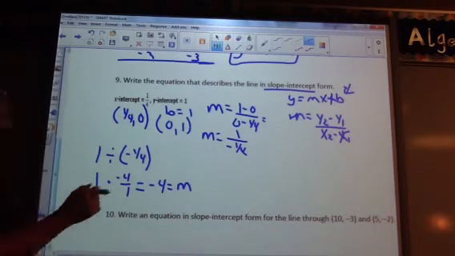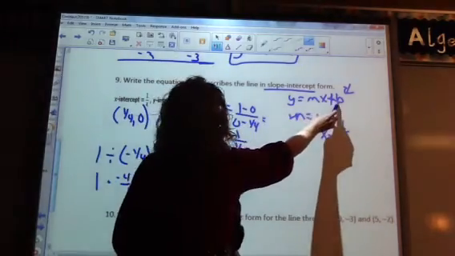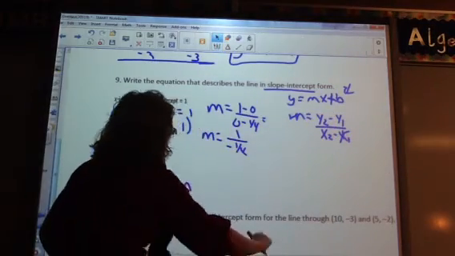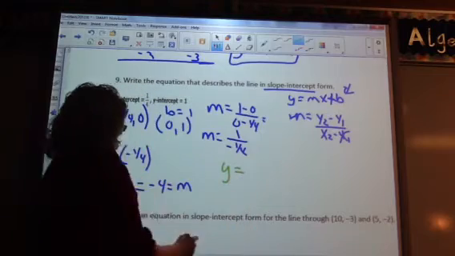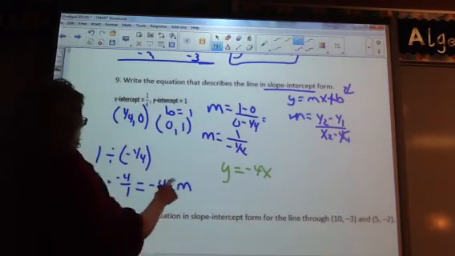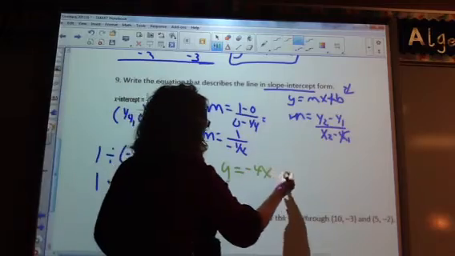Okay, so now we have our slope, and our y-intercept was given, so we can substitute into our slope-intercept form. Y equals, our slope is negative 4, and our y-intercept is 1.